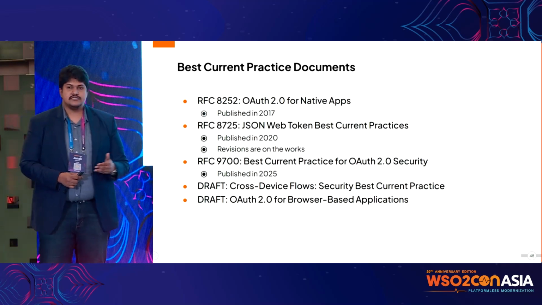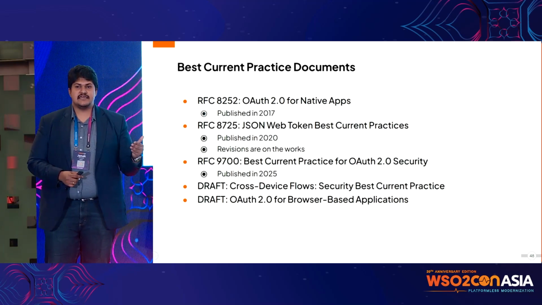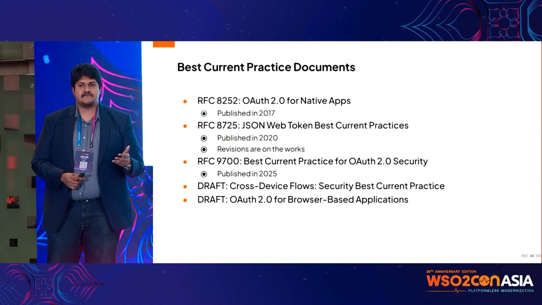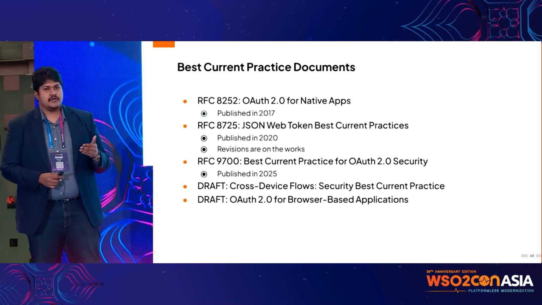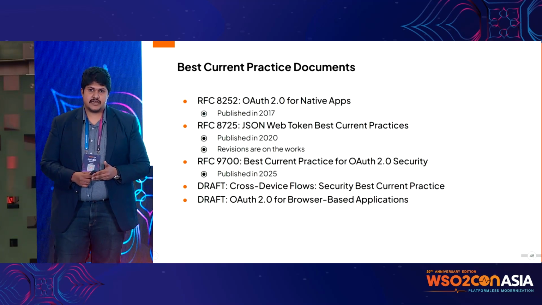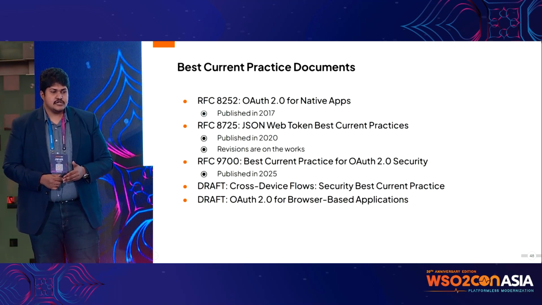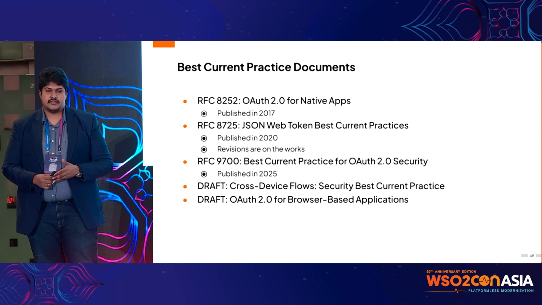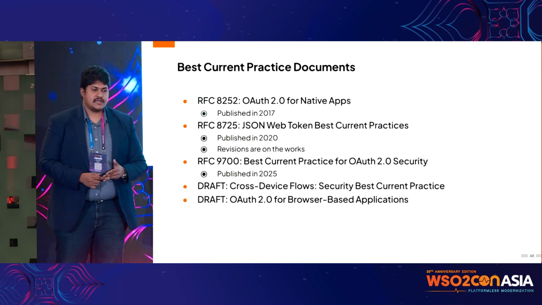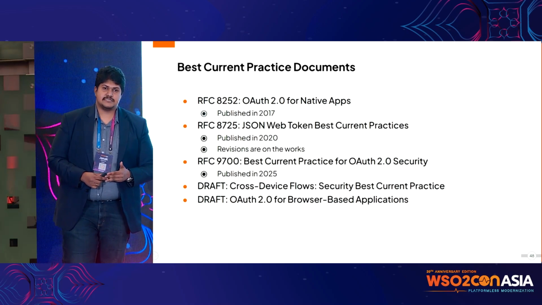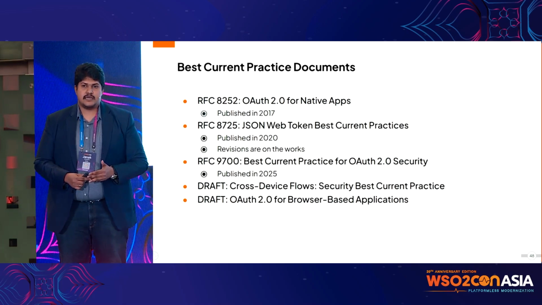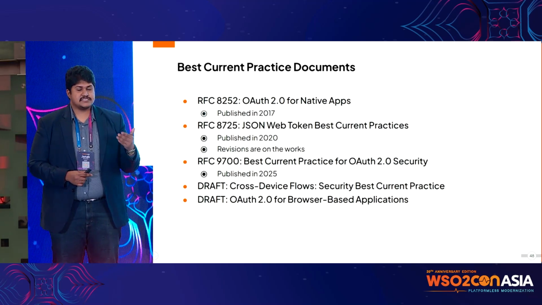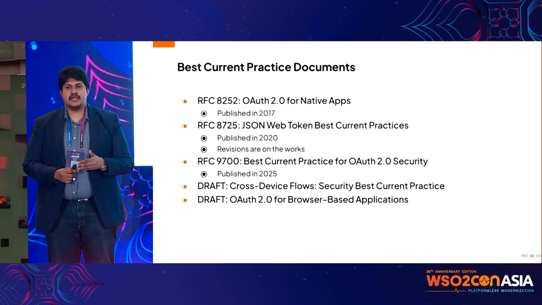And if you take the technology landscape of native applications, it has evolved a lot from 2017 to now. So the recommendations that were given at that time can either be not sufficient right now or even redundant in some cases. So when you're going through BCPs, the context matters a lot. So think a lot about the context. A very good example is this JSON Web Token Best Current Practices document. It was released in 2020, but now there are discussions in the community that there should be a revision of this specification with more up-to-date recommendations.